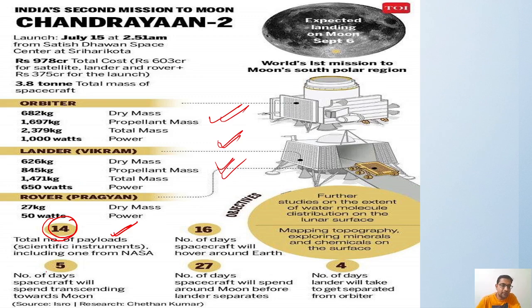So 5 days the spacecraft will be transiting toward the moon, 16 days it will hover around the Earth, and 27 days it will spend around the moon before the lander separates. Okay, so this is how it has to go, and half of the work has been done by that.